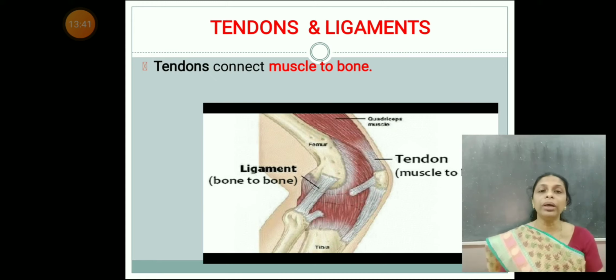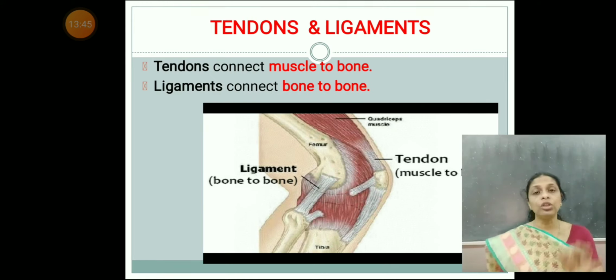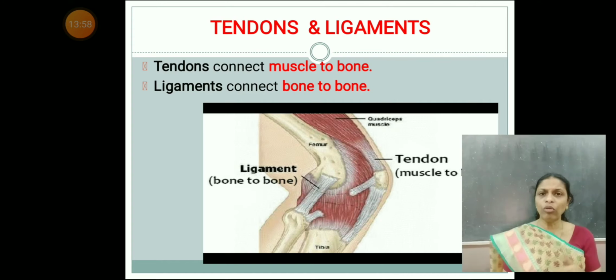So how will you remember? Tendons connect muscle to bone and ligaments connect bone to bone. So remember it as LBB. What is L? L stands for ligaments, bone to bone. Remember one word so that the other word will be easy for you. One is TMB, that is tendon, muscle, bone. The other one is LBB, ligaments, bone to bone.